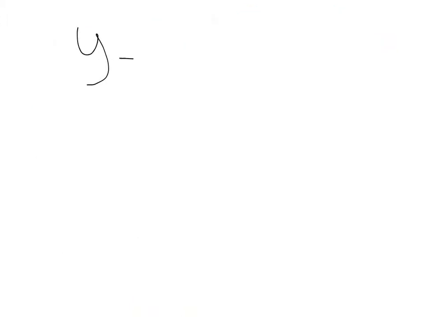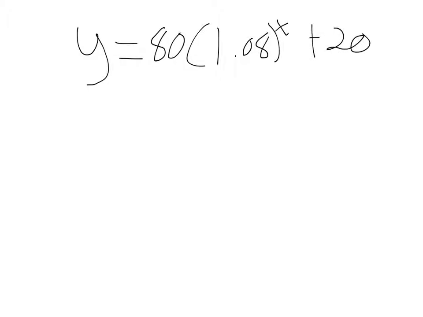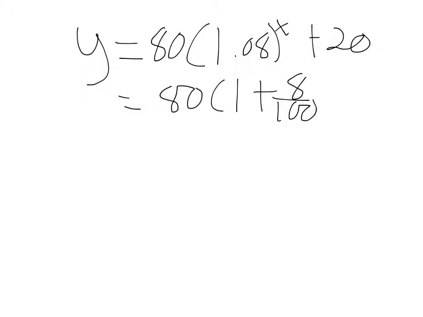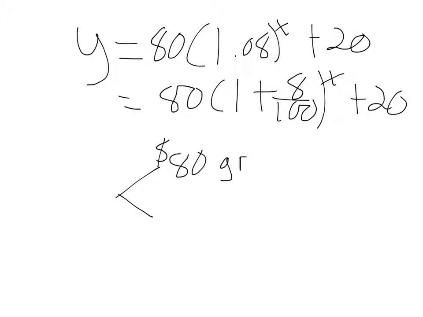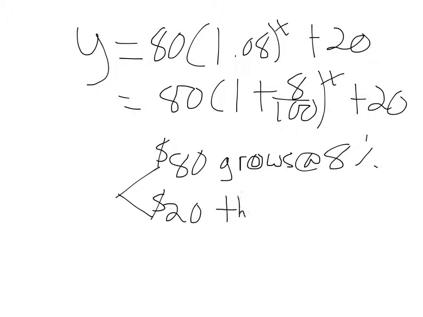So y equals 80 times 1.08 to the x plus 20. That's 80 times 1 plus 8 over 100 to the x plus 20. So I've got $80 that grows at 8%, and I have $20 that is constant and does not grow. Okay, and that's what that equation means.